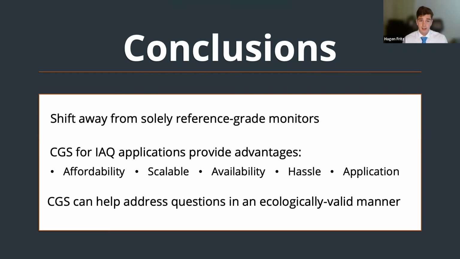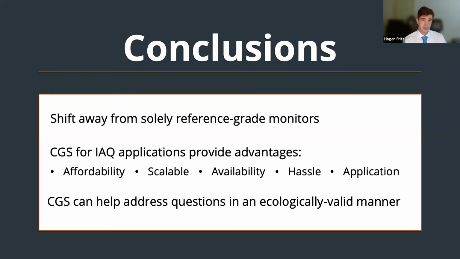And that goes back to that scalability. Because they're so affordable, we can send them out to various places and get that data. In terms of availability, we don't have to vie for these sensors, right? If there's 10 graduate students trying to use one really good reference monitor, we don't have to fight over when we can use it and schedule around it. We can just buy our own sensors and tailor them to our own environment. That's one way of reducing hassle.